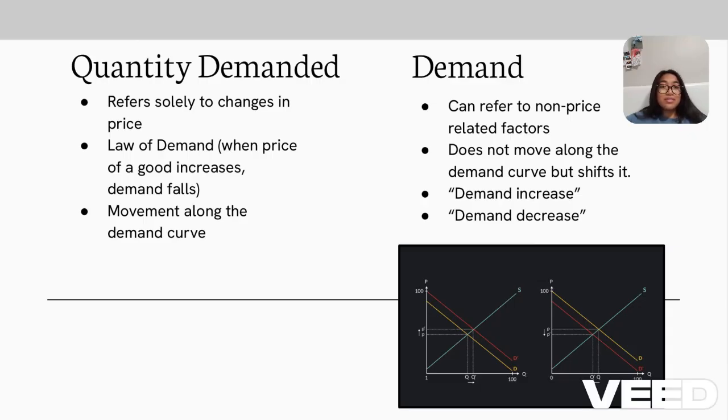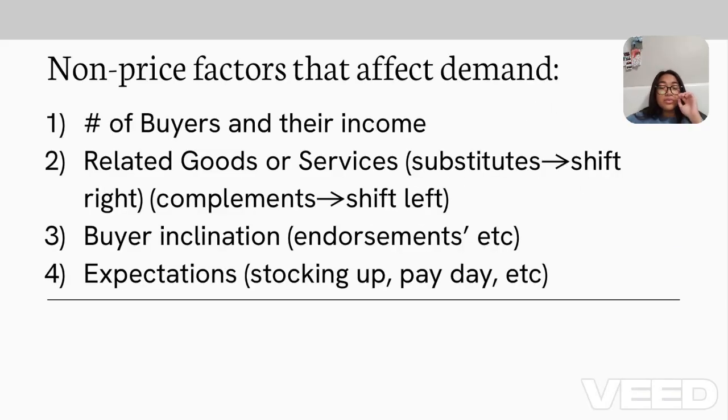A change in either of these factors would be the movement of a point on the demand curve, whereas demand on its own can often refer to non-price related factors, and instead of being a movement of a point on the curve, it is a shift of the entire curve. A demand increase would be a shift to the right, whereas a demand decrease would be a shift to the left. Non-price related factors that can shift the demand curve are the number of buyers and their income.